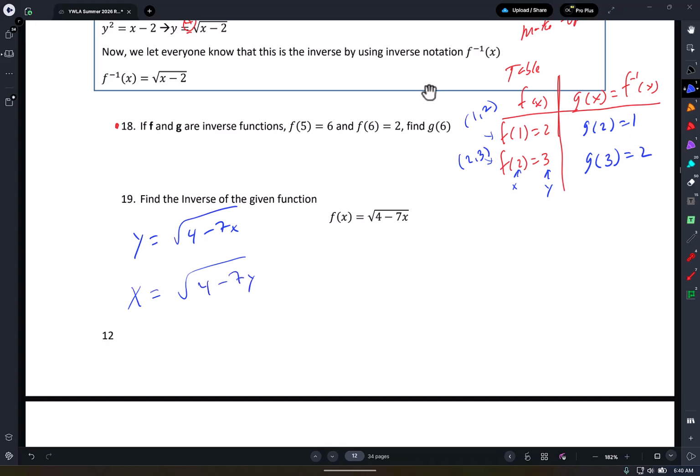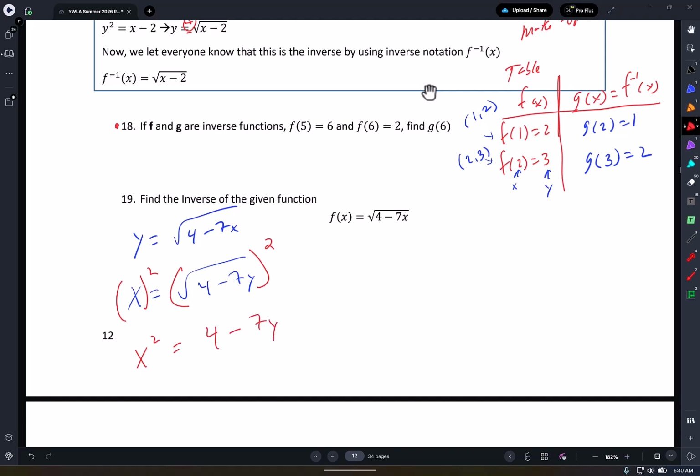And now what you gotta do is solve for y. So I got to get rid of that square root. I can't just magically move that 4 without getting rid of the square root. So what I'm going to do to get rid of the square root, you're going to square it. Whatever you do to one side, you do to the other. So now that I have that, I'm going to write x squared equals 4 minus 7y.